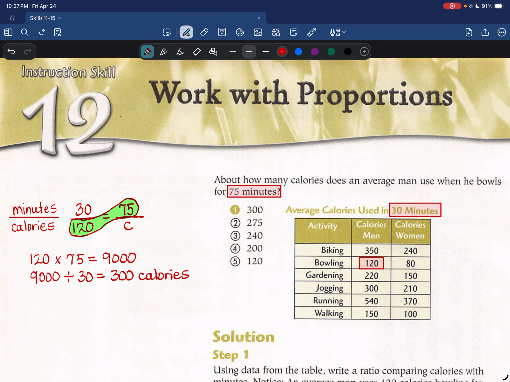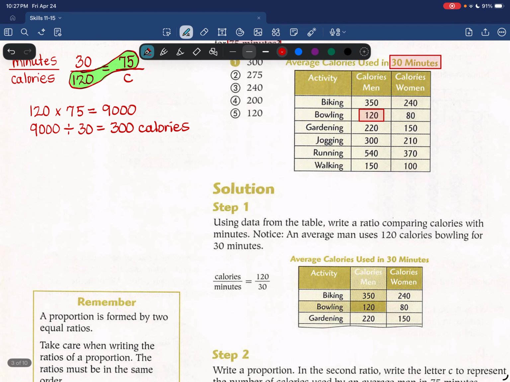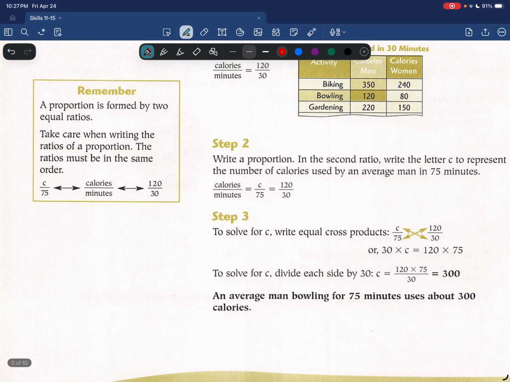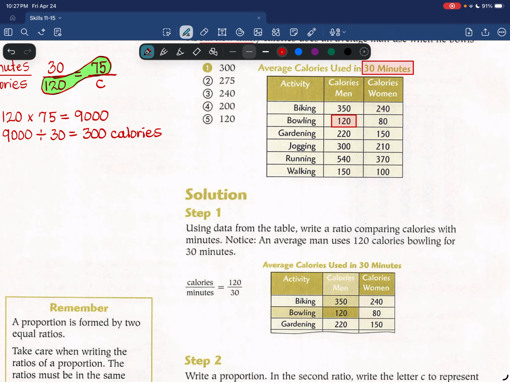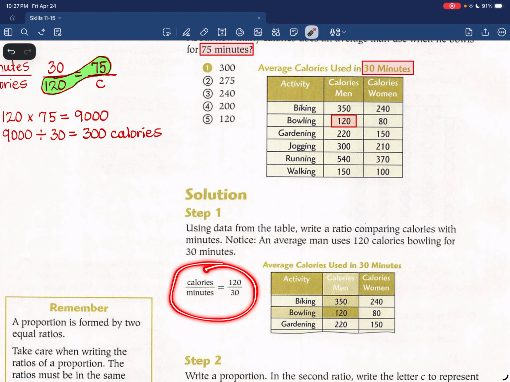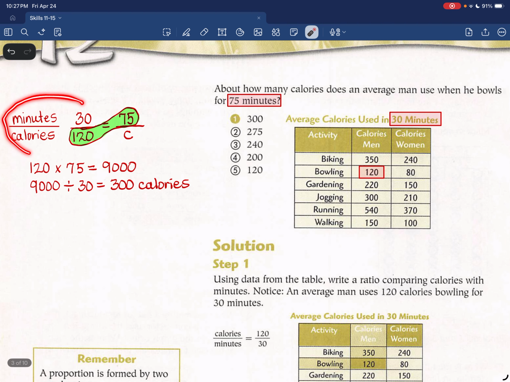So let's see how they do theirs. I suspect it will be like ours. Yes. Okay. Solution. Using data from the table, write a ratio comparing calories with minutes. Notice an average man uses 120 calories bowling for 30 minutes. So they have set up that initial comparison just like we did right here. Now they chose to put their calories on top, and that's fine. You can set it up however you want to.